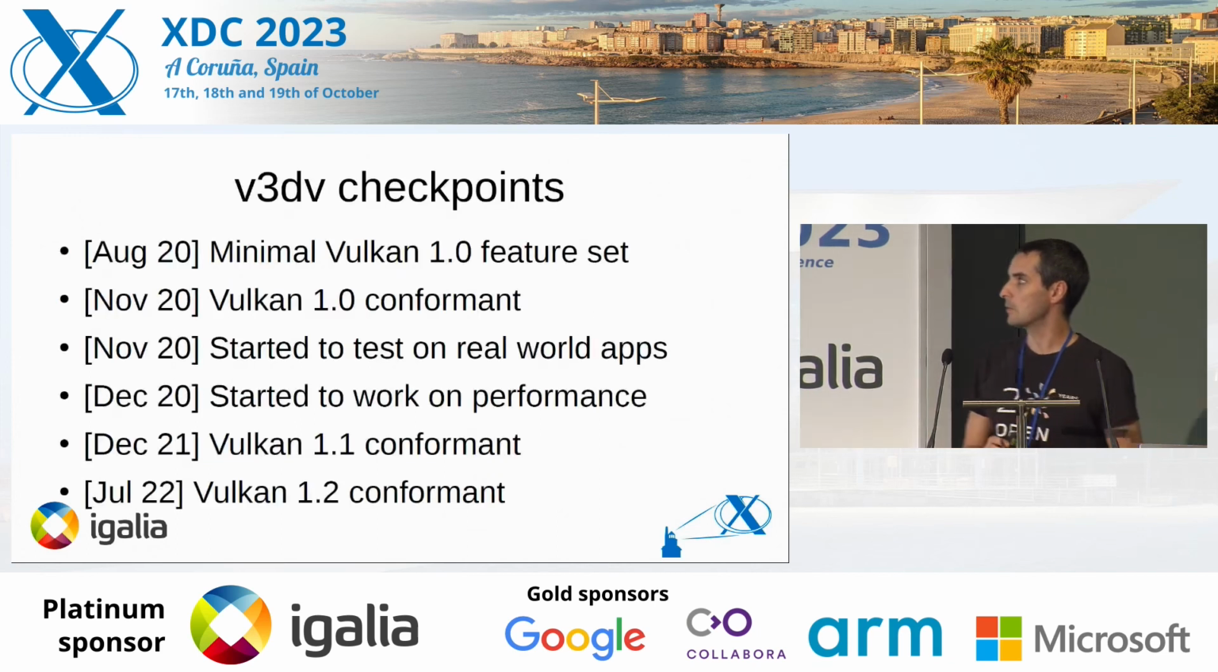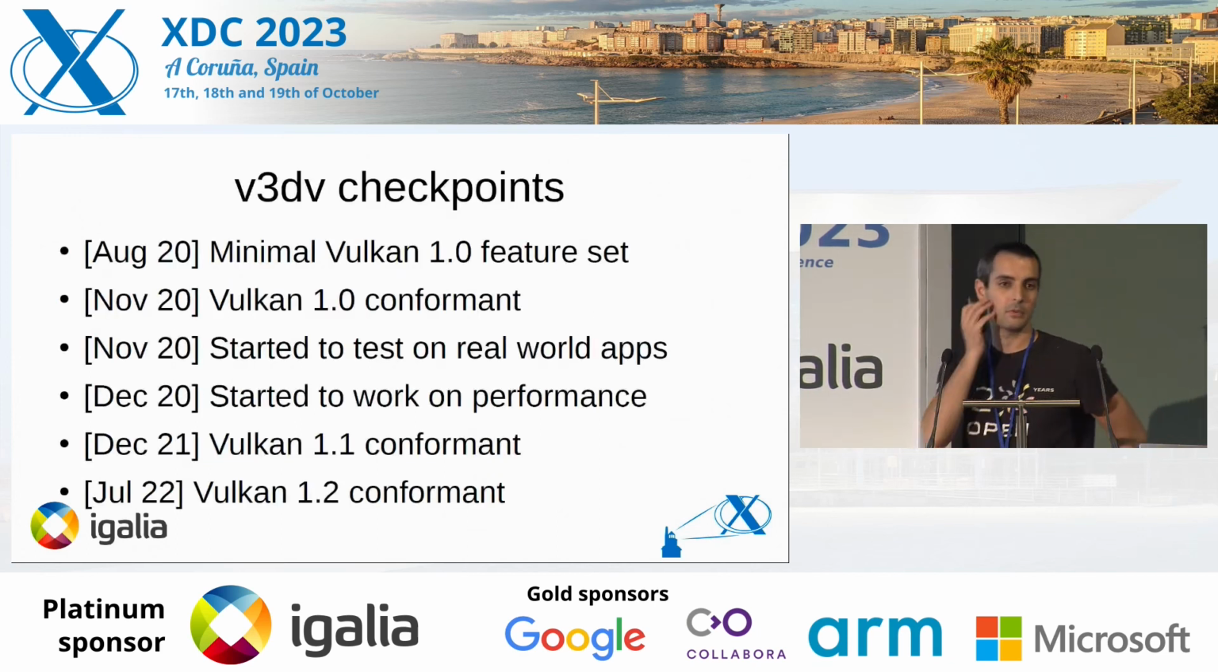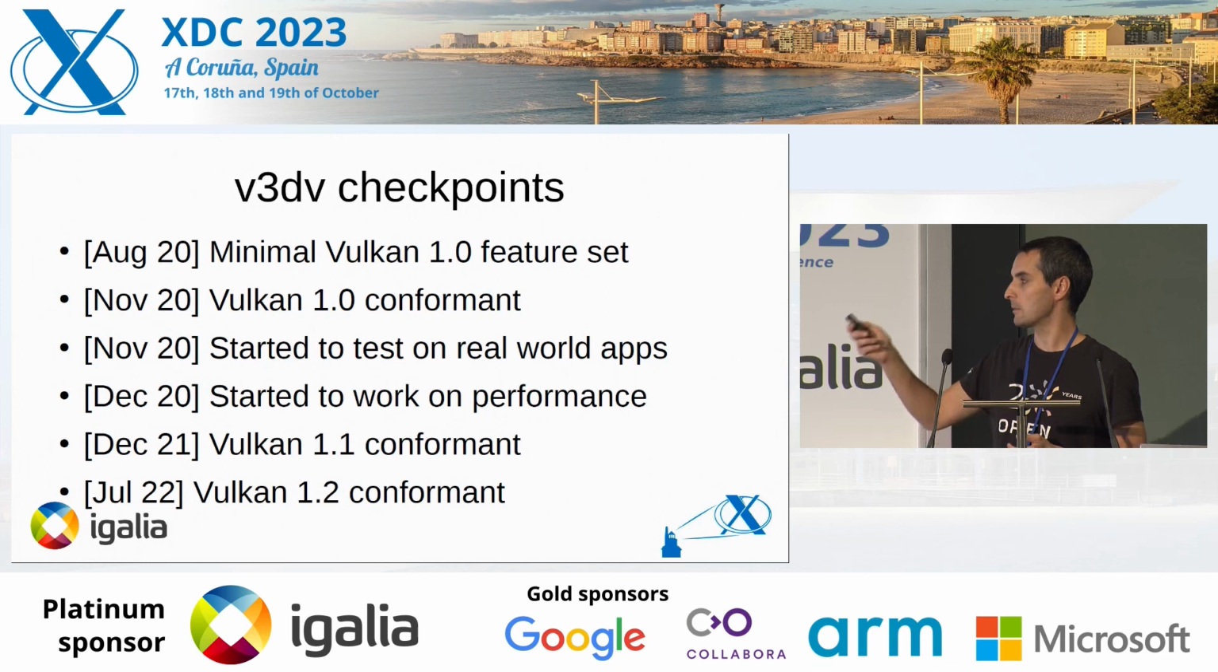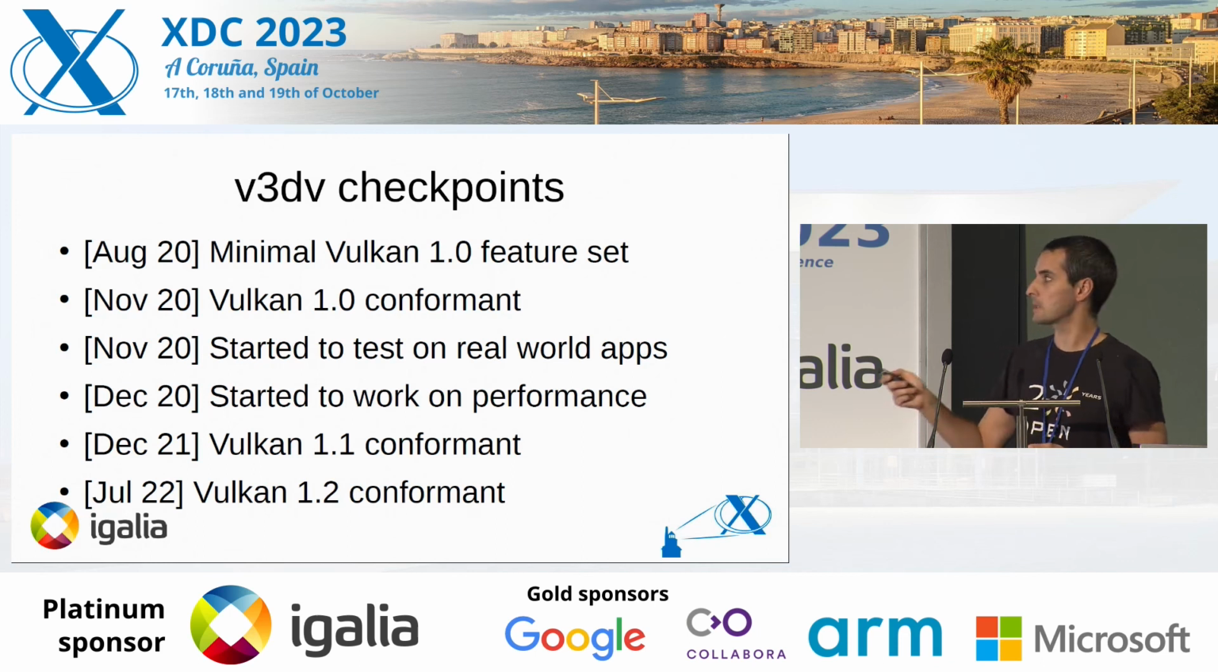So four years ago, when we started the Vulkan driver for the Raspberry Pi 4, our first objective was getting Vulkan 1.0 conformant, and after that we did a lot of work on performance. We did more later, usually after each conformance, at 1.1 and 1.2, but that was when we did a lot of work on performance.